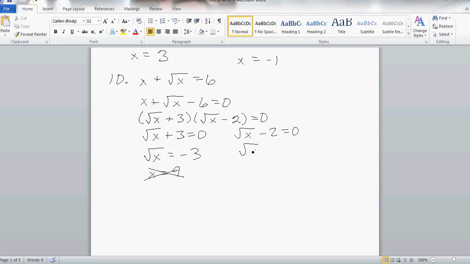Here, we add 2 to both sides and square it. x equals 4. Going back to check, 4 plus square root of 4, which is 2. 4 plus 2 equals 6. So that one's good. So this is where if you don't check, you will get it wrong. And so you do need to make absolutely sure that you check in each one of these situations.